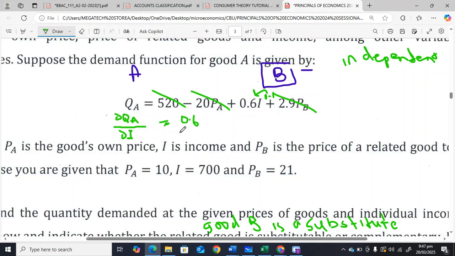So, this positive coefficient here, since this is a positive number, it tells you that your good is a normal good. If it was negative, it would tell you your good is an inferior good. So that's what you do. You just partially differentiate and you look at the number. Is it positive or negative? And then you'll be able to say if the good is a normal good.